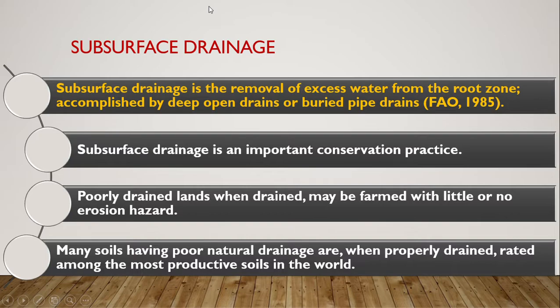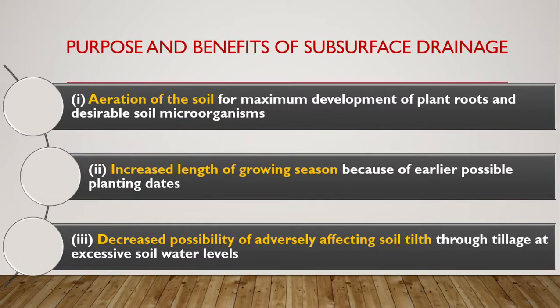And it is an important conservation practice for the land. Poorly drained land, when drained, may be farmed with little or no erosion hazard. So erosion will be reduced by this process. Many soils have poor natural drainage. When properly drained, they are rated among the most productive soils in the world. When a proper drainage system is adopted in poorly drained land, it becomes more productive. So this is the benefit of the subsurface drainage system.